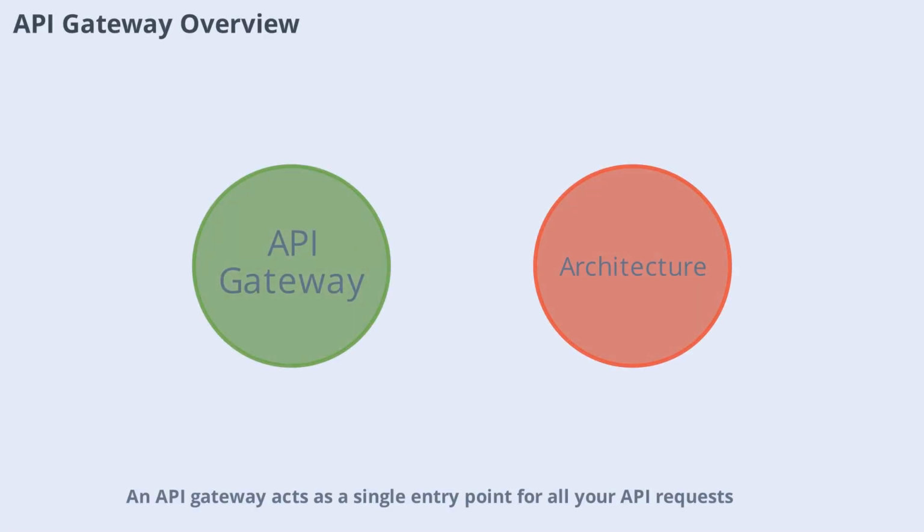An API gateway acts as a single entry point for all your API requests. It can handle routing, authentication, rate limiting, and more. Using an API gateway simplifies management and enhances security for your data science solutions. Popular options include AWS API Gateway, Kong, and Apigee.